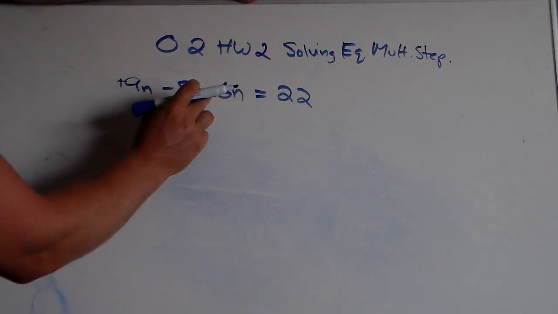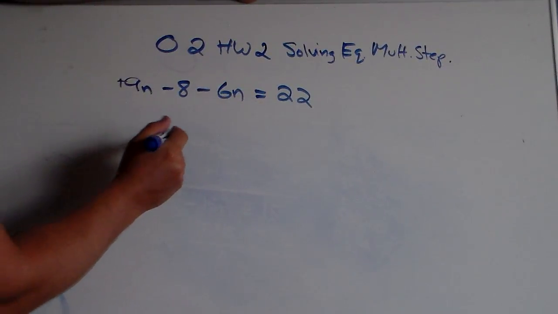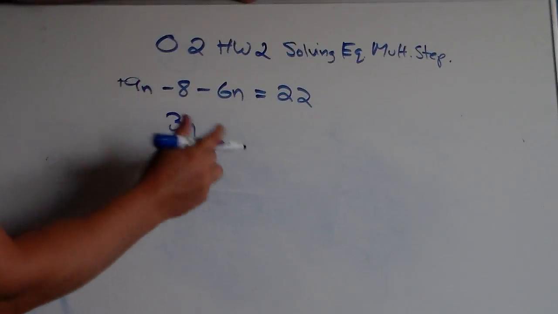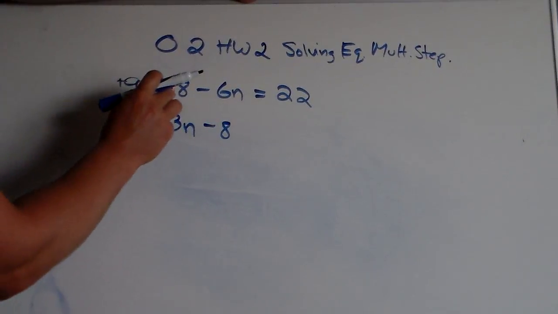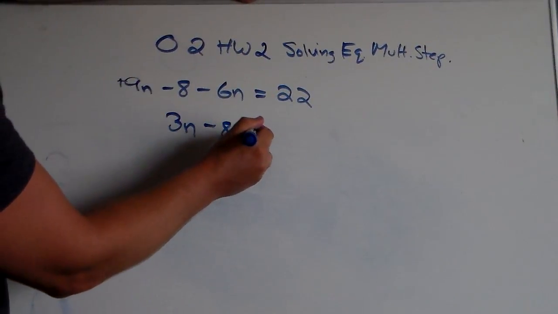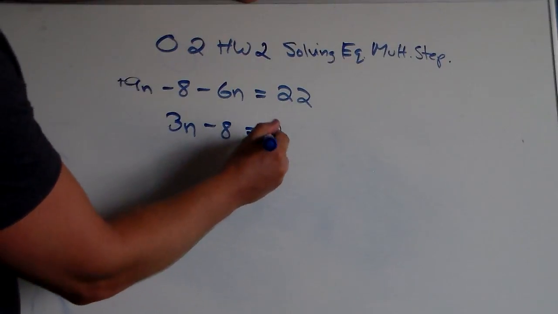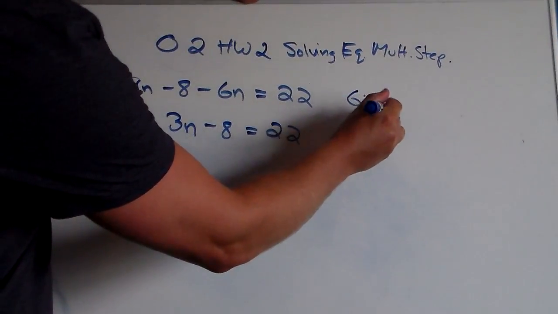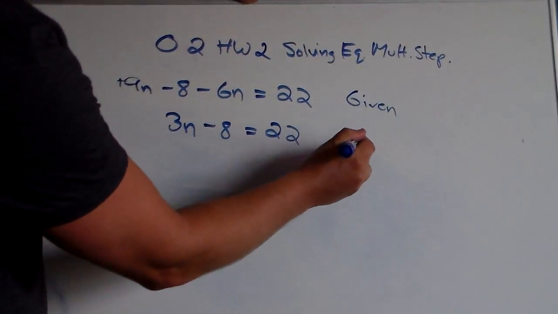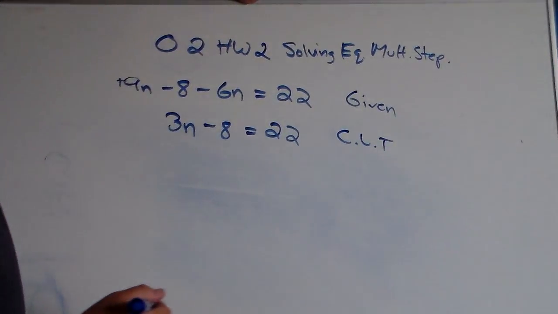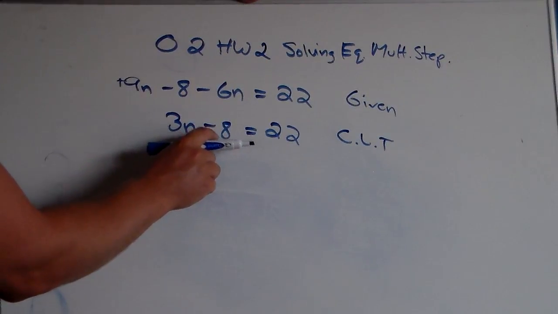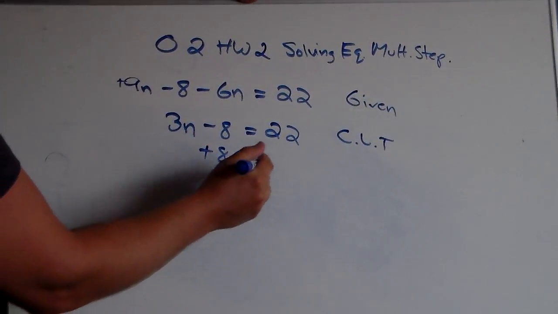So 9n minus 6n gets us 3n. We carry down our negative 8, because it's still with this equation. Carry down our equal sign, and it equals 22. This is our given. We just did combine like terms. Now we're going to use our inverse operations. The inverse operation of negative 8 is positive 8.